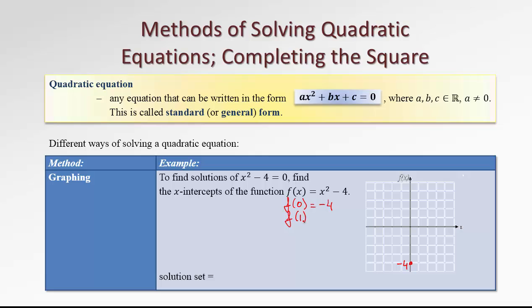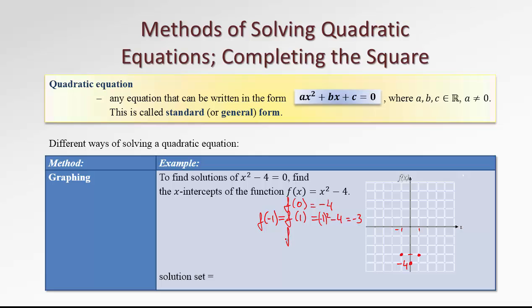f of 1 is 1 squared minus 4, which is equal to negative 3. Notice that if we evaluate this function at negative 1, the answer will be exactly the same, because negative 1 squared is also 1, minus 4 gives us negative 3. So we already have 2 very symmetrical points, (1, -3) and (-1, -3). Let's plot them. That's one point, and that's the other point, right? So far we have these 3 points to join.